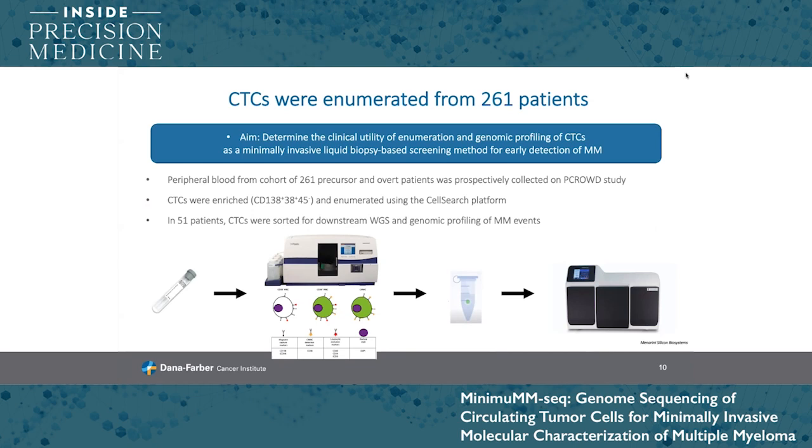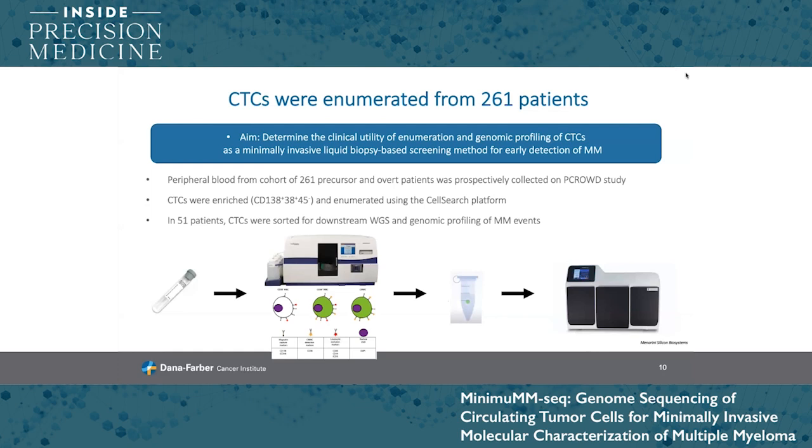Circulating tumor cells were enriched using the Silicon Biosystems CMMC assay kit based on CD138 and CD38, with the exclusion of white cells based on CD45 and CD19. The absolute count of CTCs was enumerated in each patient using the CellSearch CellTracks platform. In 51 patients, we further sorted CTCs to improve their purity before downstream whole genome sequencing and genomic profiling to detect myeloma-specific events.